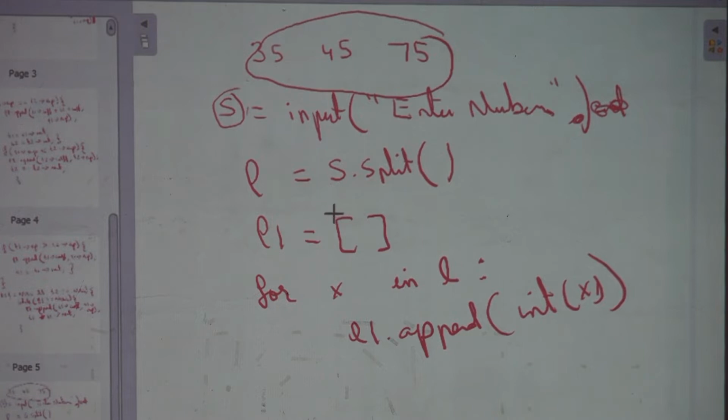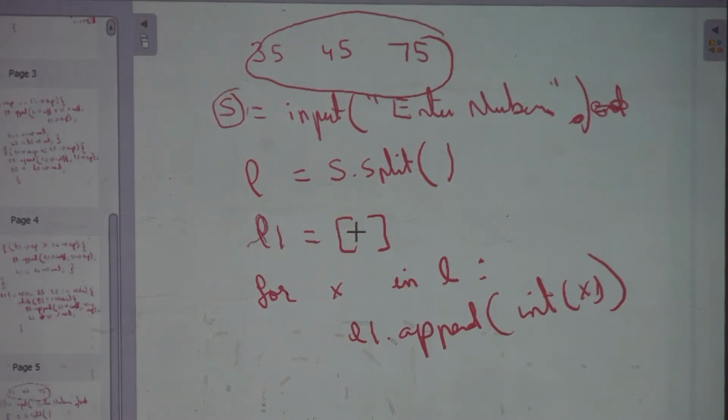S dot split will take a string, split it into smaller strings, and that will be produced as a list here. Then I say L1.